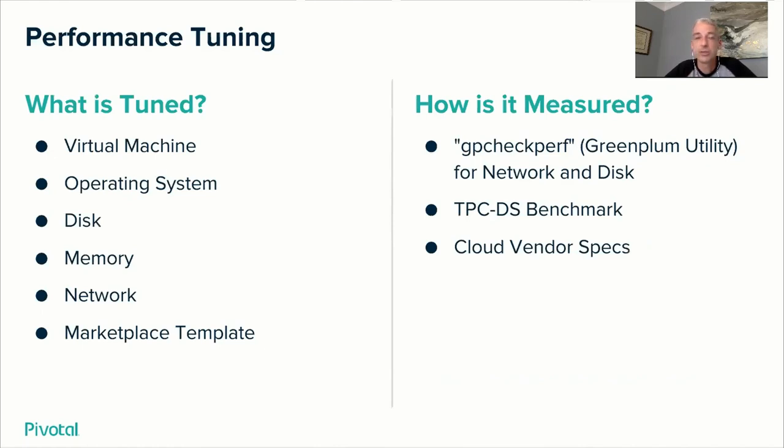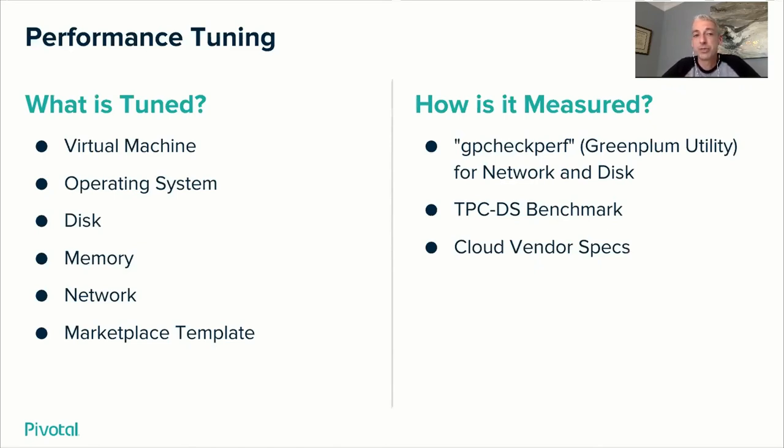In disk in particular, there's been a lot of tuning associated with that because of the different limitations and speed limits that different cloud vendors put on the disk in a virtual machine in their clouds. And then there's also the marketplace template itself. There's a template that's used to deploy all the different resources in the different clouds, and so we've done a lot of tuning to make sure that those are done in optimal fashion.